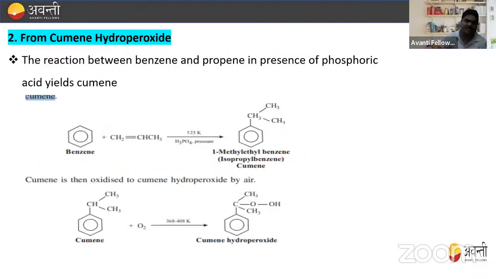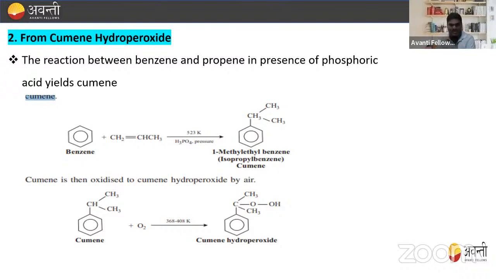Let's see again what the steps are to prepare phenol from cumene. First of all, you treat benzene with propene, prop-1-ene, under high pressure, high temperature and H3PO4, and you'll get this. That is 1-methylethylbenzene, or we say isopropylbenzene, or we say cumene. So this is known as cumene.